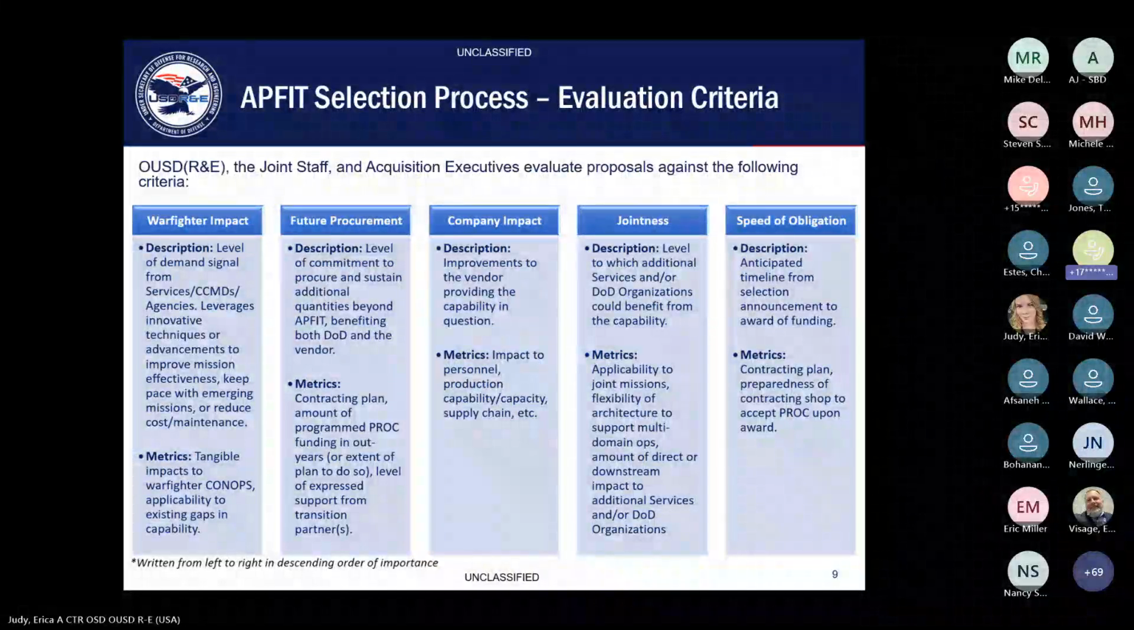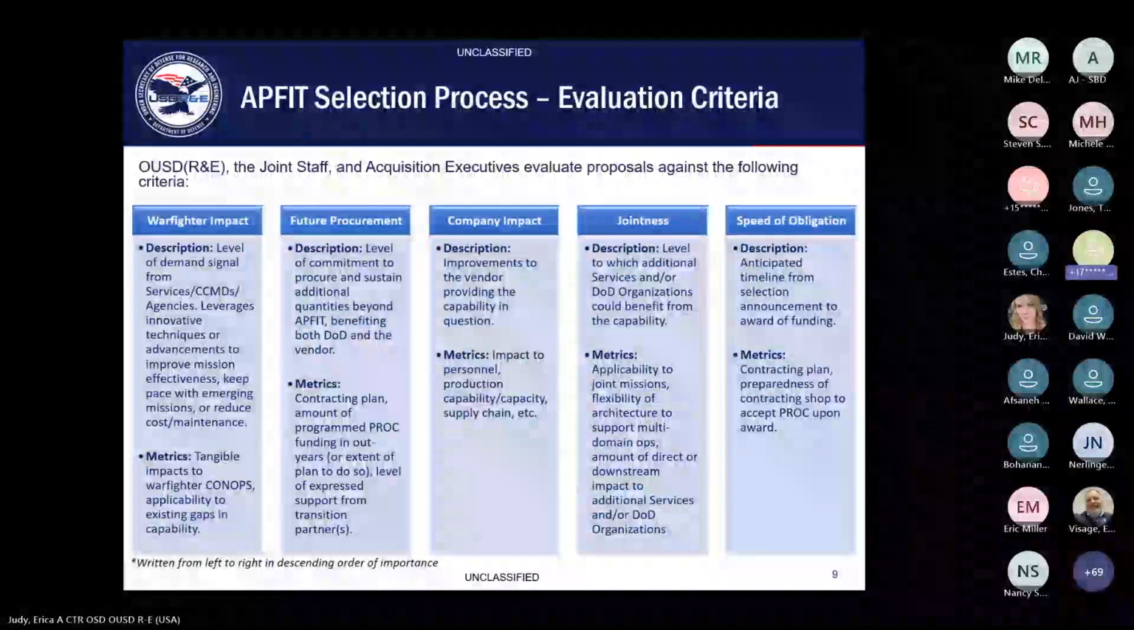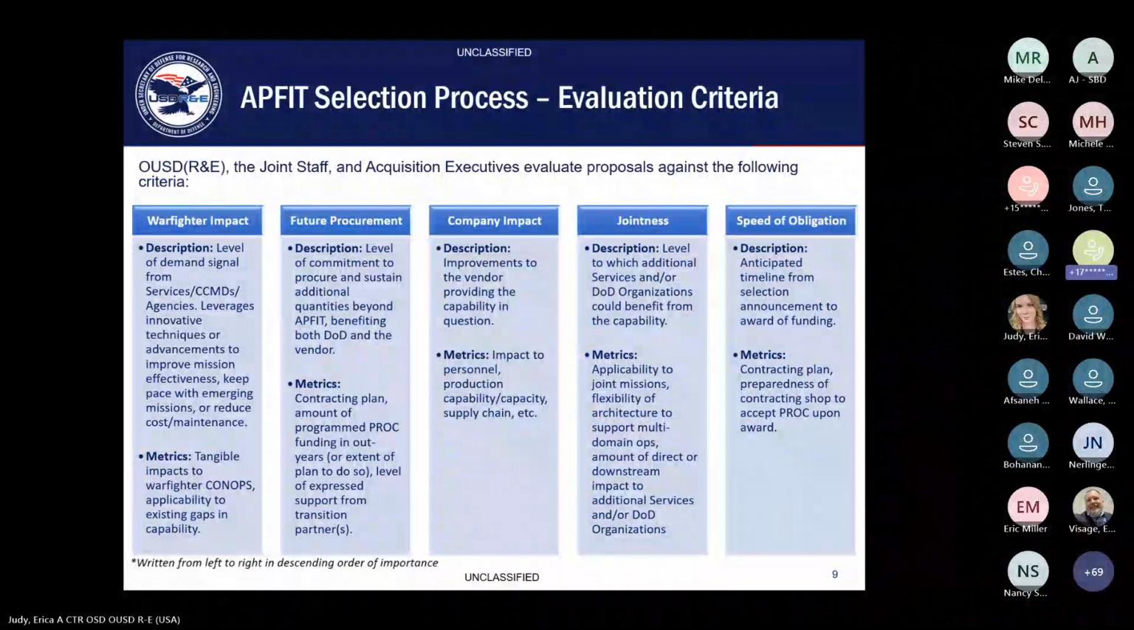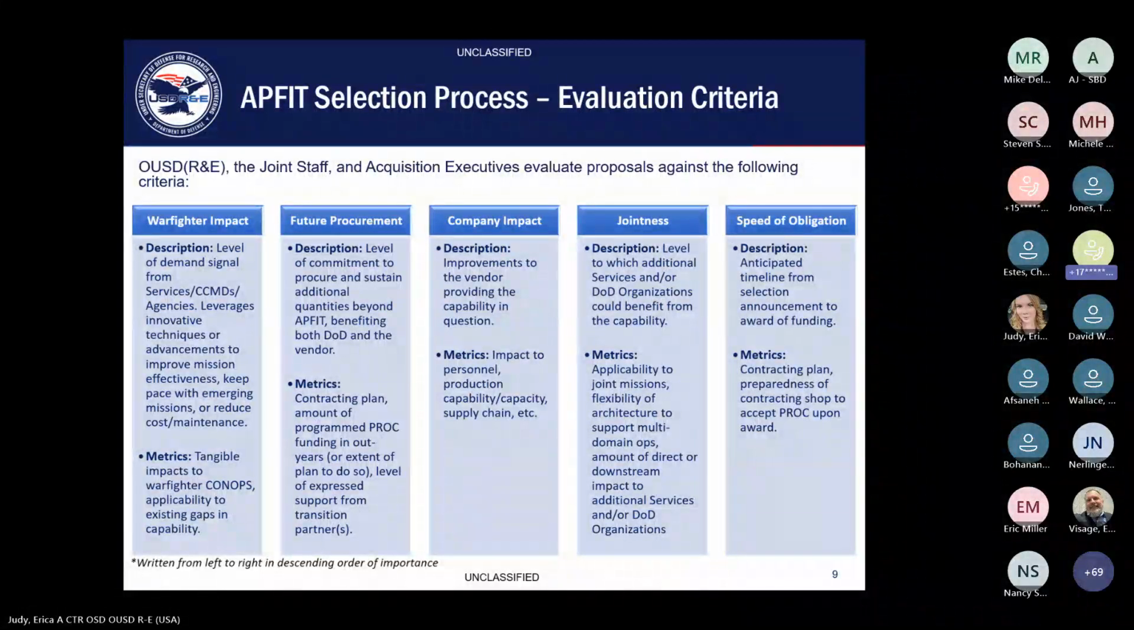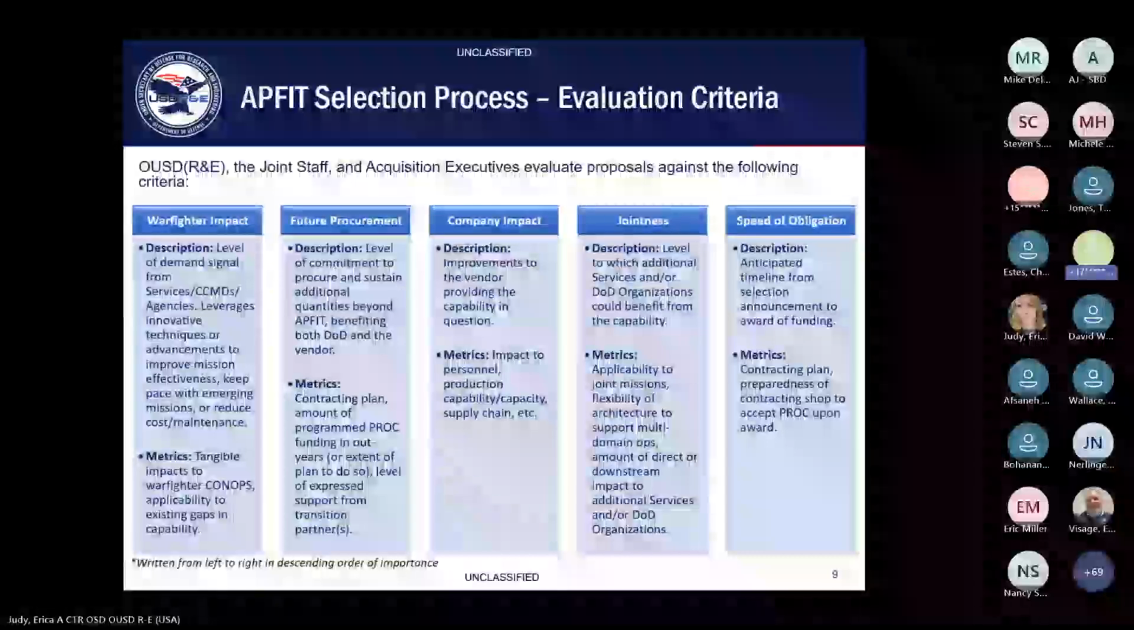Jointness, we kind of talked through this in workshop 1. Almost all the projects we see have some level of jointness, even if it's only one service buying them. Where this becomes a detriment to a project is if you are proposing something that improves workflows for a single service, or something that is so clearly just a service bill, and it's really hard to articulate how that actually benefits any of the other services.